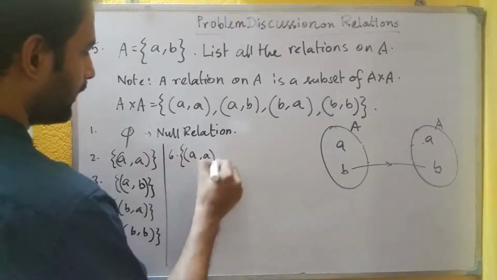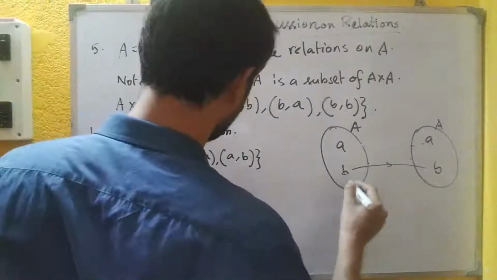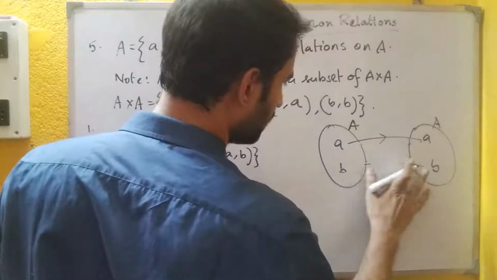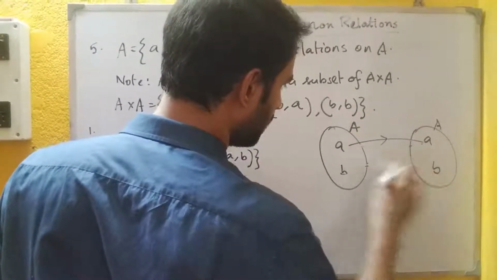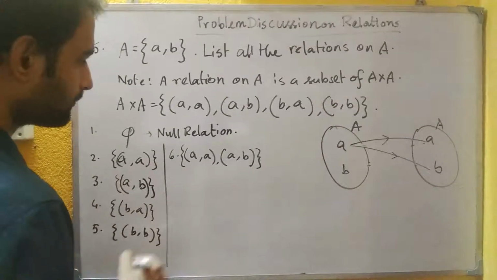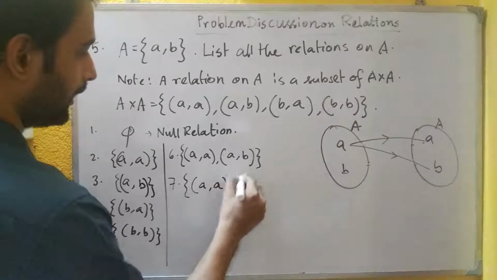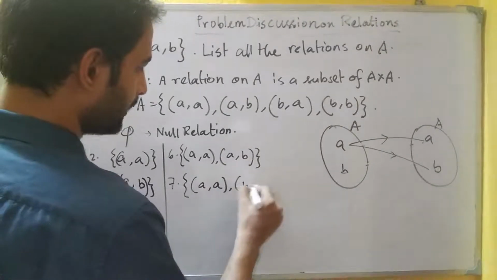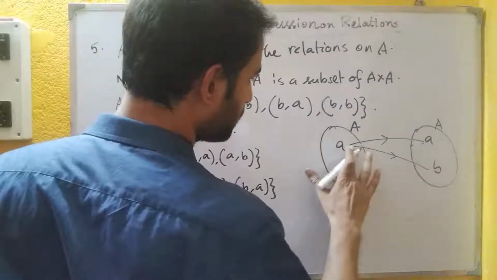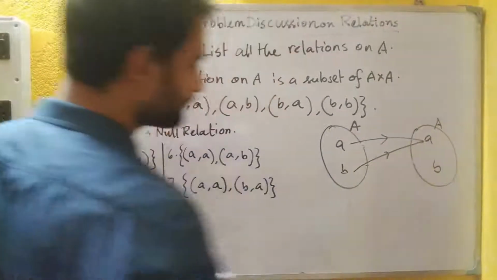So it should be A comma A, A comma B. Then A is related to A, that means this, and also A is related to B. So this will be this relation. Number 7, AA, BA. So then it should be AA, but now B will be related to A.